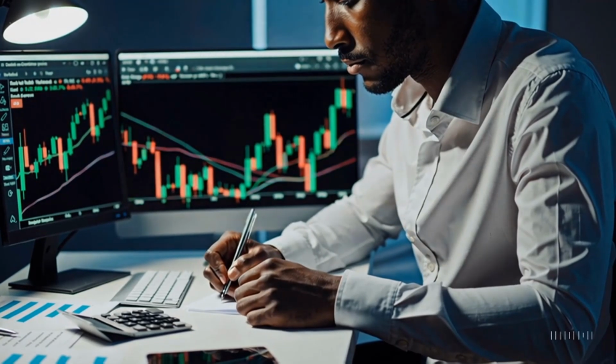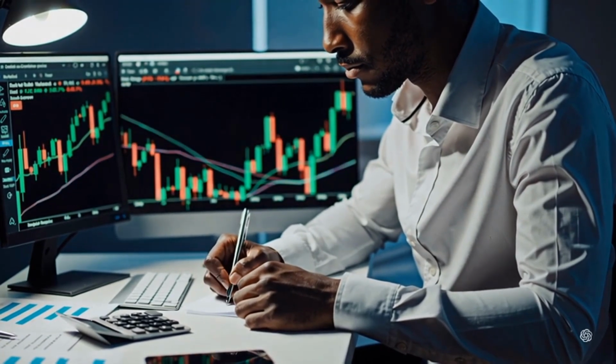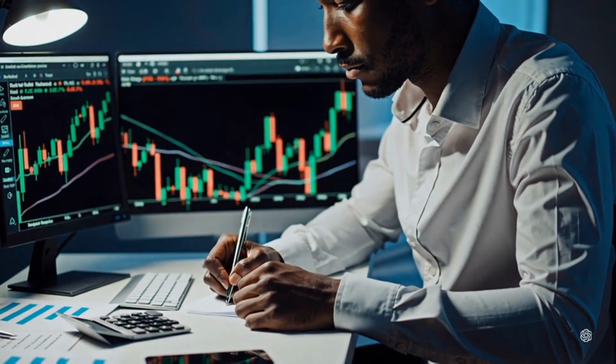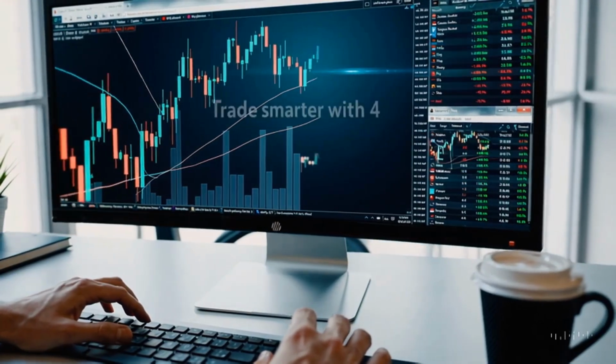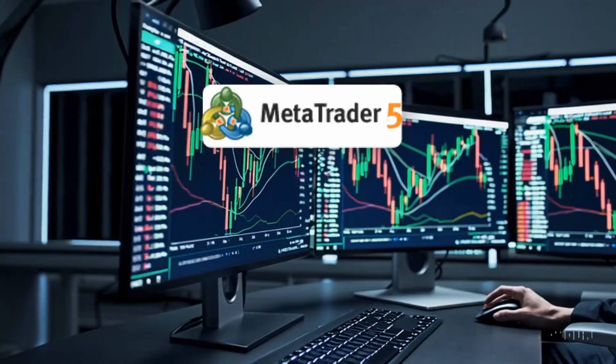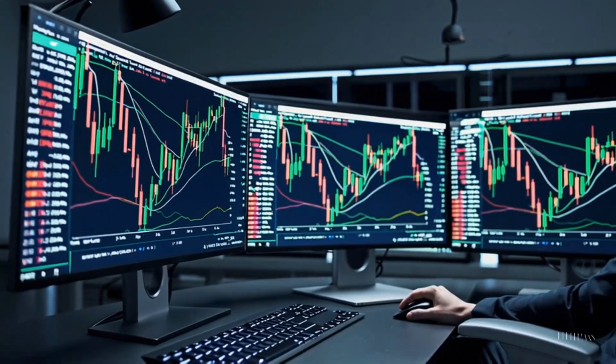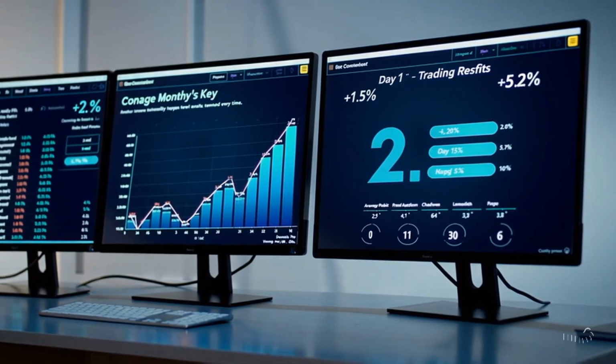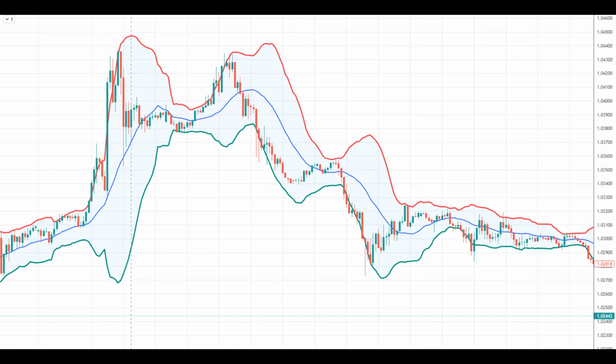Today, we're thrilled to introduce the Bollinger Bands Strategy Expert Advisor, available for both MetaTrader 4 and MetaTrader 5. Whether you're a long-time MT4 user or prefer the advanced features of MT5, this EA is designed to help you achieve consistent results. The Bollinger Bands Reversal EA is built on a versatile and highly effective trading strategy. It offers multiple entry and exit options to suit a wide range of trading styles and market conditions.